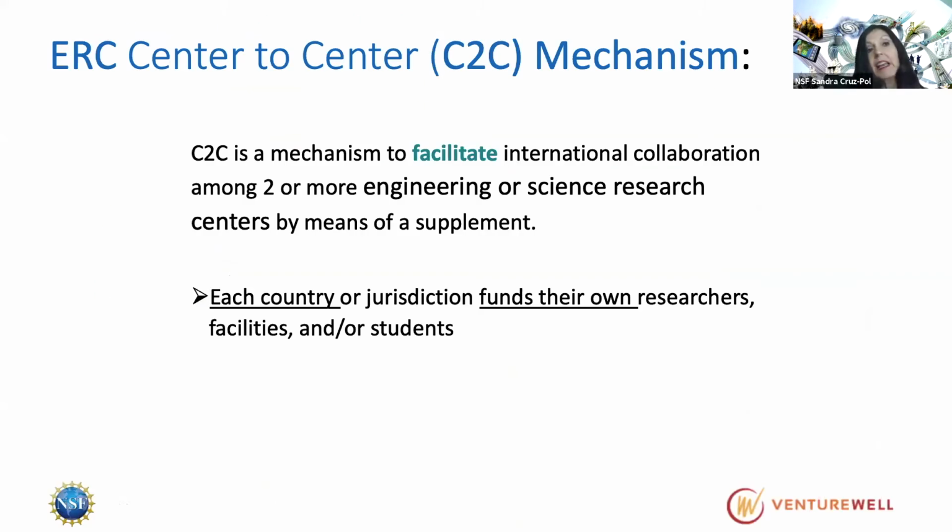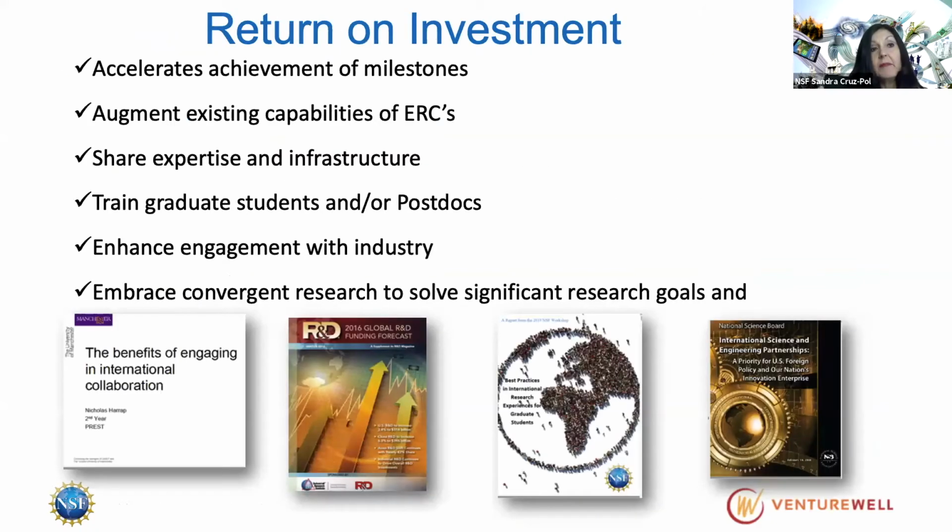The C2C mechanism enacts research collaborations between ERCs and global partners to advance knowledge and benefit society across international boundaries by means of a supplement. Each country or jurisdiction funds their own participants. There are many advantages brought up by international research engagement, as documented by scientific studies and reports. NSF believes that these types of collaborations are key in the development of innovative solutions to society's problems. The idea is to leverage facilities, expertise, and other resources to augment research and workforce development. We also look to enhance engagements with industry and train graduate students or postdocs, among other advantages.